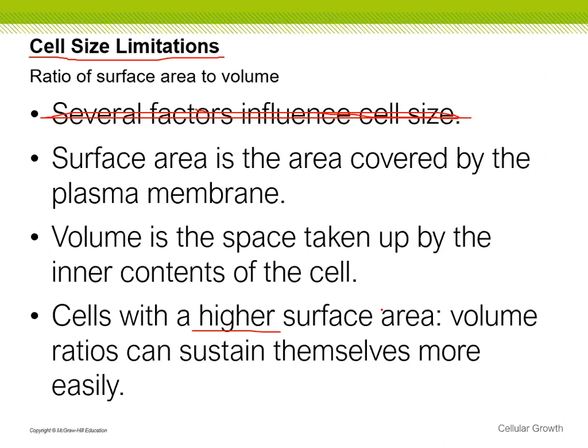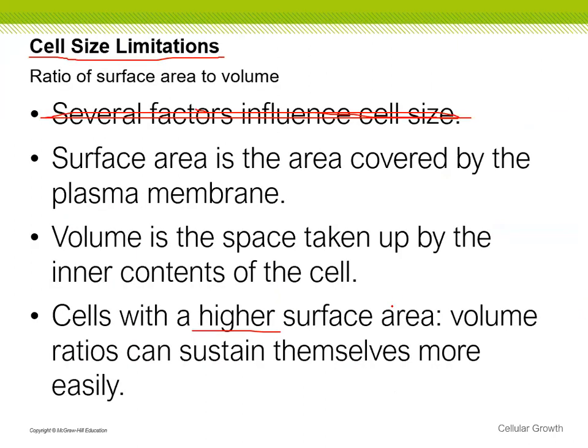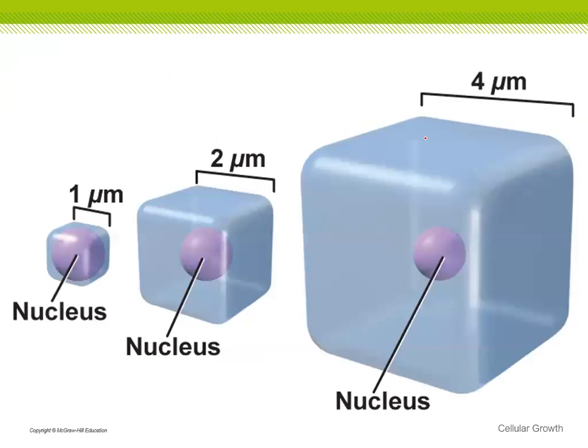Again, cells with a higher surface area to volume ratio will better sustain themselves, and I will show you that in a second. Okay, so what does this mean? What I have here is 3 different cells. We have a nucleus here, and around it are different sized cells. If a higher surface area to volume ratio means that cells can more easily sustain themselves, this means that we want a lot of surface area for not a lot of volume. We don't want a lot of stuff inside. We want a lot of stuff on the outside. It means that it's more compact, and it's better able to regulate itself.